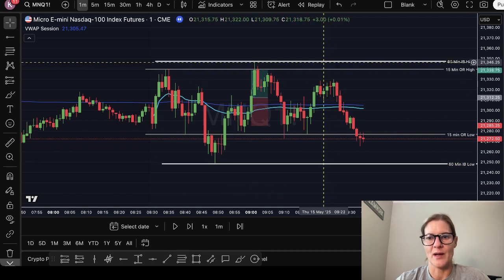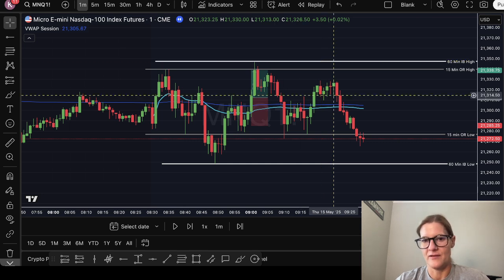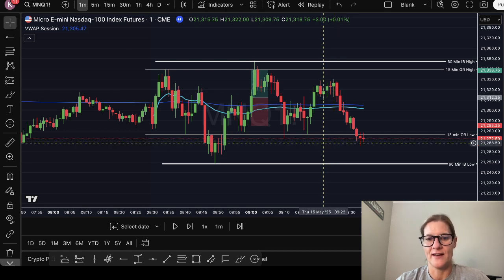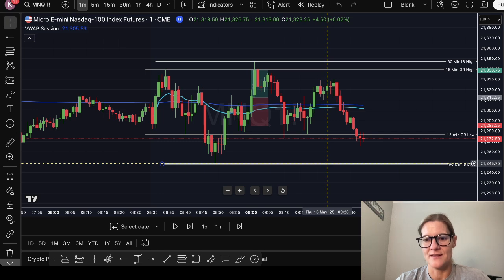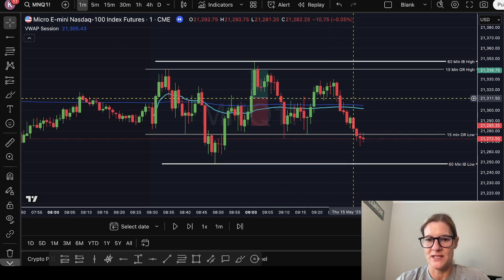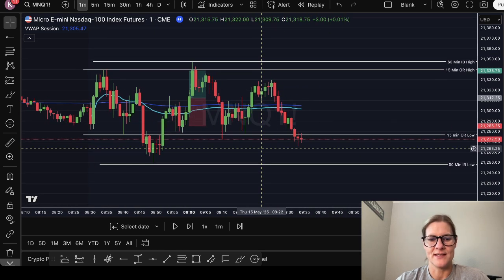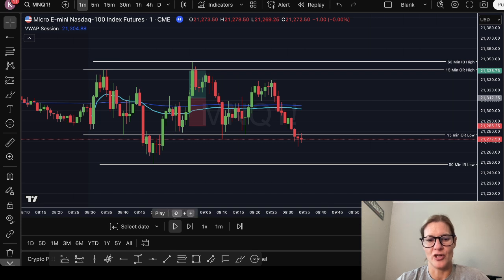So once it gets up to the 60-minute high, it's very common that it's going to reject a little bit. Not always, but you can watch for that. And then if it gets to the bottom of this, the initial balance low, you can potentially look for longs, a bounce to come off of that. So let's continue with price action a little bit and see if we can get any trades off of it.